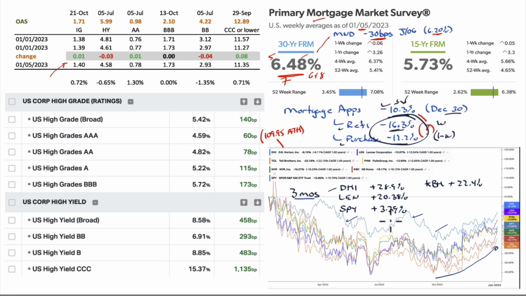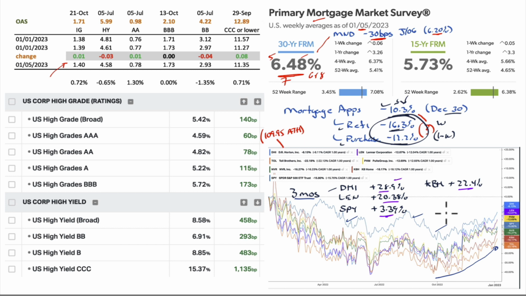This top line is D.R. Horton all the way through, outperforming. And you can see how well it's done. And look at the last 3 months. DHI is up 28.9%. Lennar's up 20%. KB Homes up 22.4%. This is just the last 3 months, while the S&P is only up 3.39%. Look at that outperformance over the last 3 months.